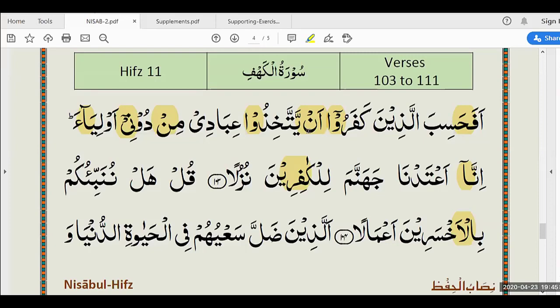But we've learned names, for example, idgham naqis or idgham kamil. Which one is this? This is idgham naqis. Well done. Let's move on. So here, how did you pronounce this?